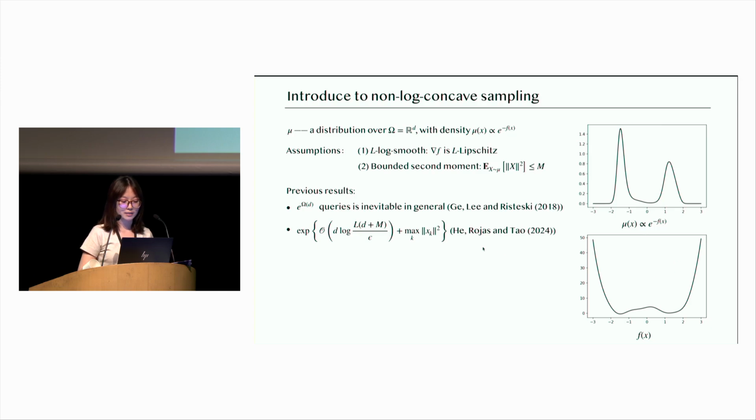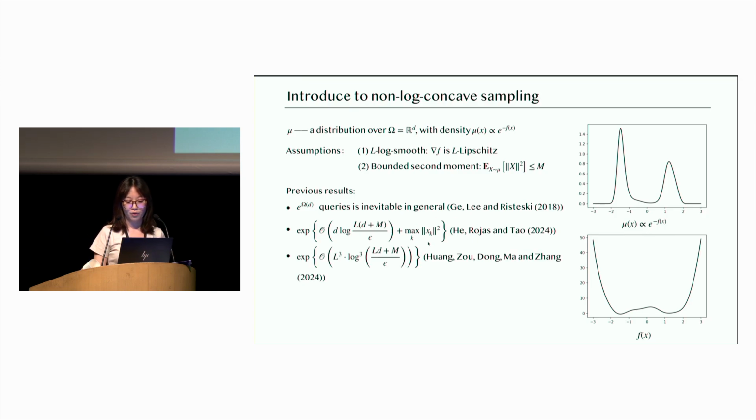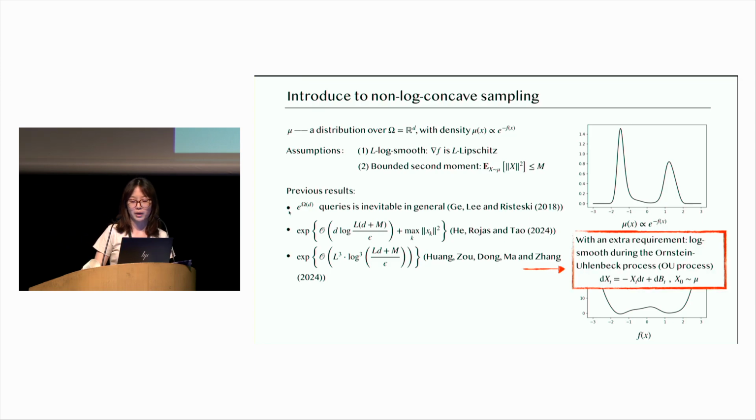And here the xk is the particle in the kth iteration of the algorithm. And also in 2024, Huang, Zhou, Dong, Ma, and Zhang proved a quasi-polynomial upper bound. Here, quasi-polynomial is with regard to the dimension d. And it seems that this quasi-polynomial upper bound breaks that exponential lower bound. So it's strange, but actually they need an extra requirement. They assume the distribution during the OU process starting from mu is also L log smooth.